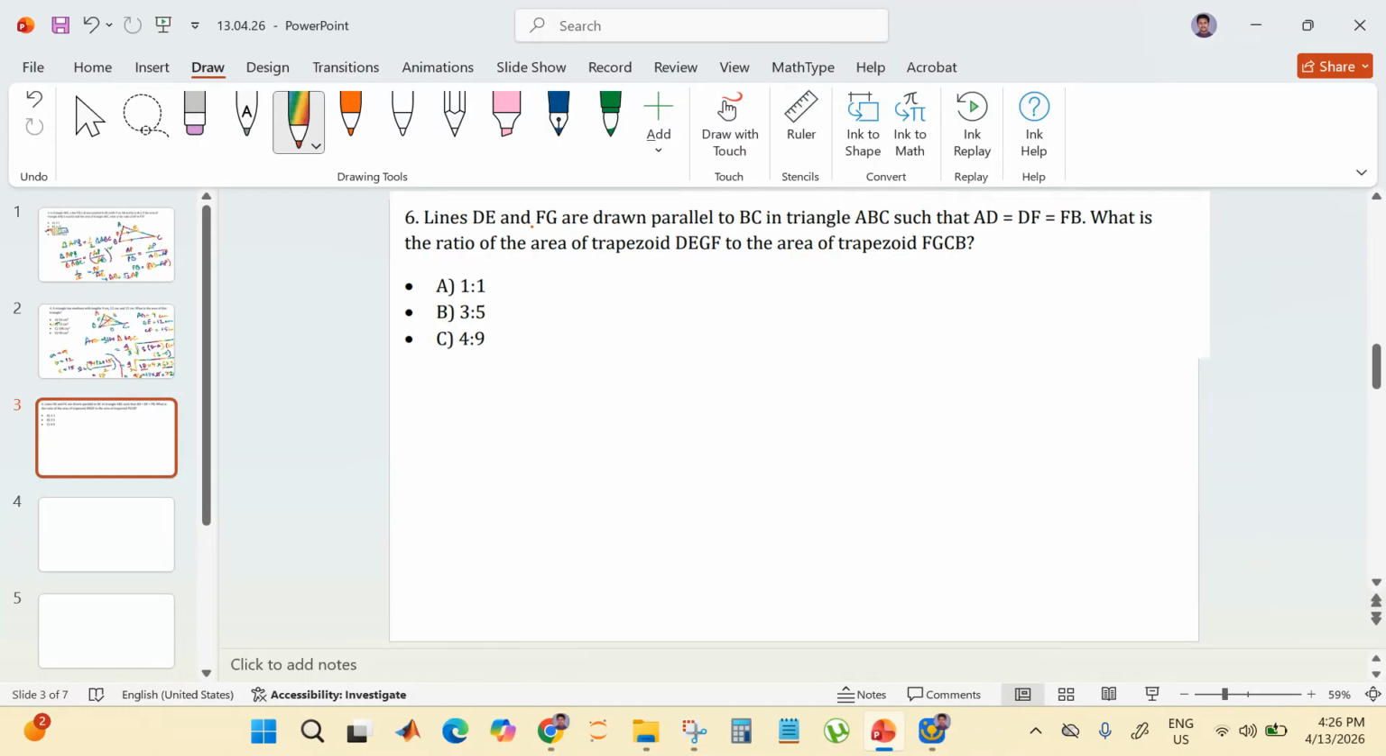Question number 6 it is. First read it and try to draw. I will start the discussion after 2 minutes.